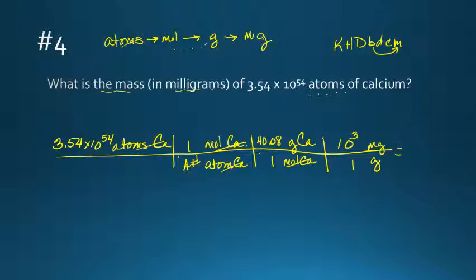Now we're ready to use the calculator. Okay, so 3.54 times 10 to the 54th times 40.08 times 10 to the 3rd divided by 6.022 times 10 to the 23rd, and we end up with, make sure you have 3 sig figs. Well, that's a fail. How about this? 2.36 times 10 to the 35th milligrams of calcium. See, that wasn't too bad.